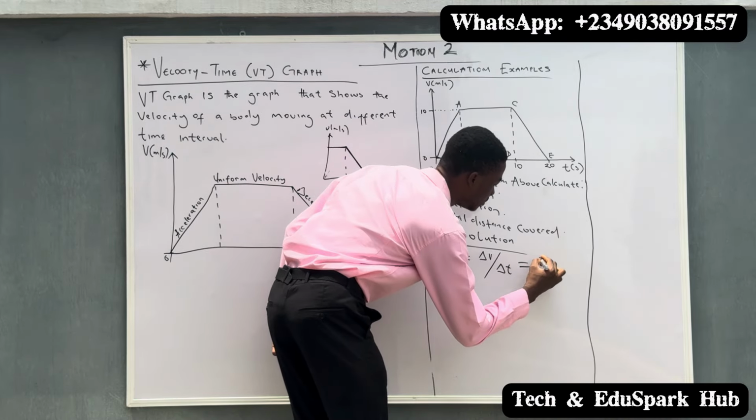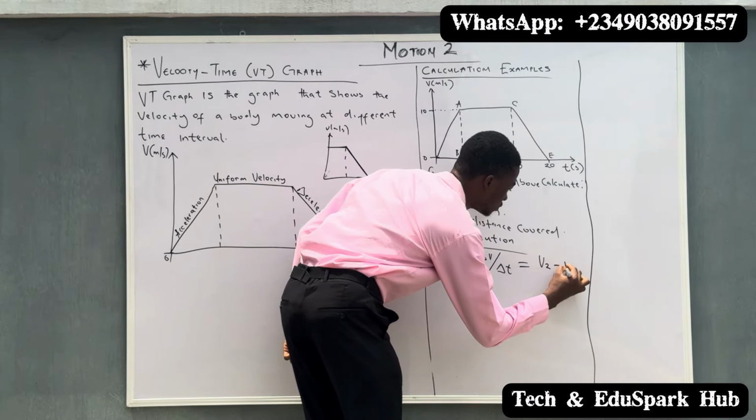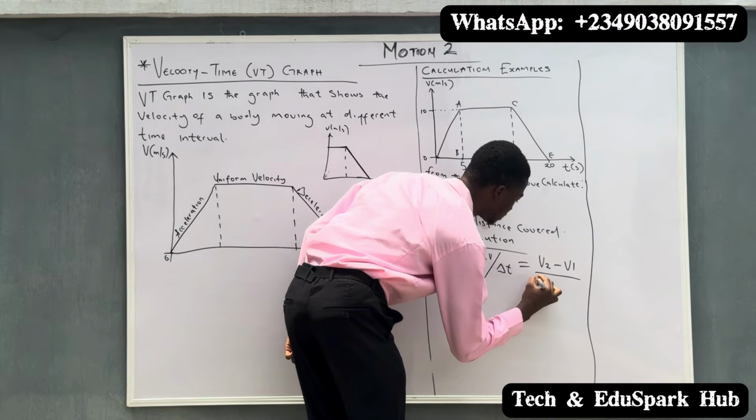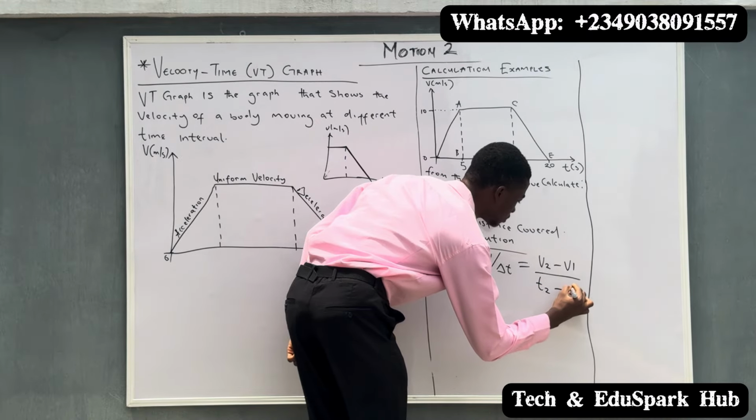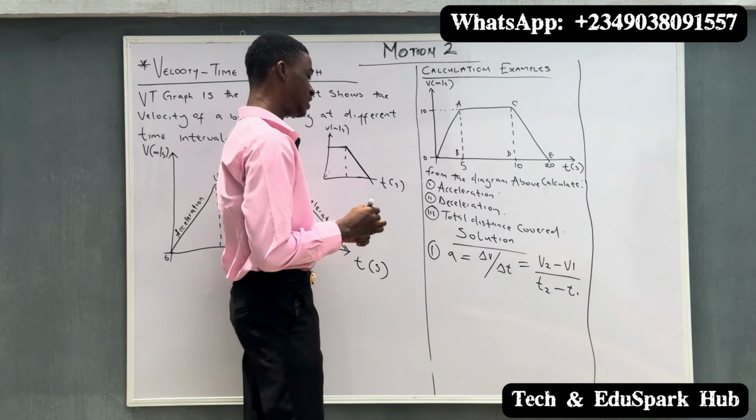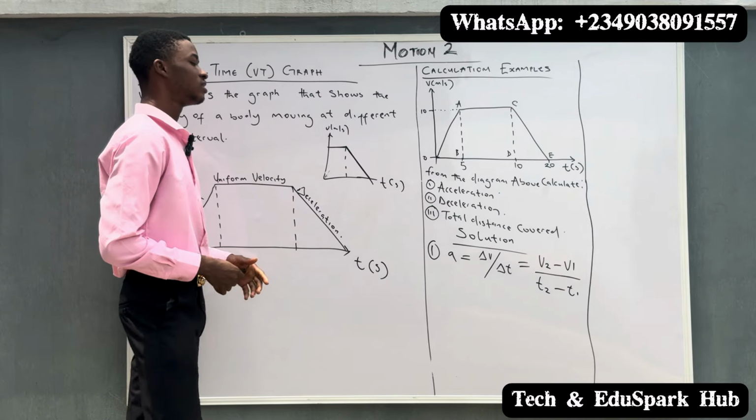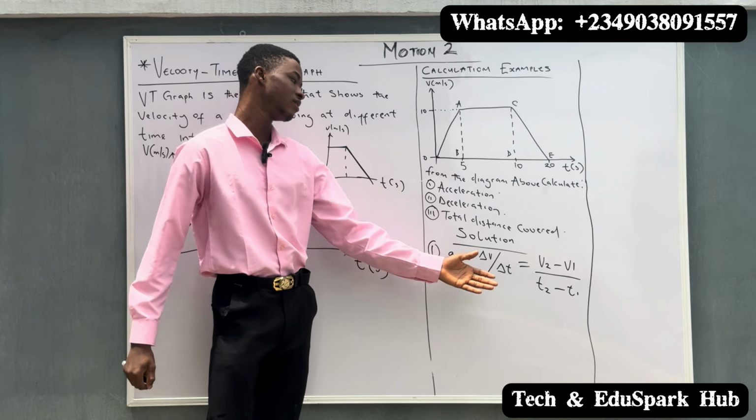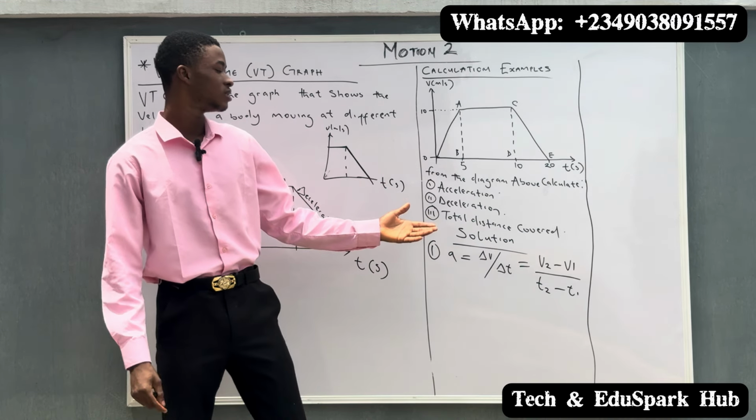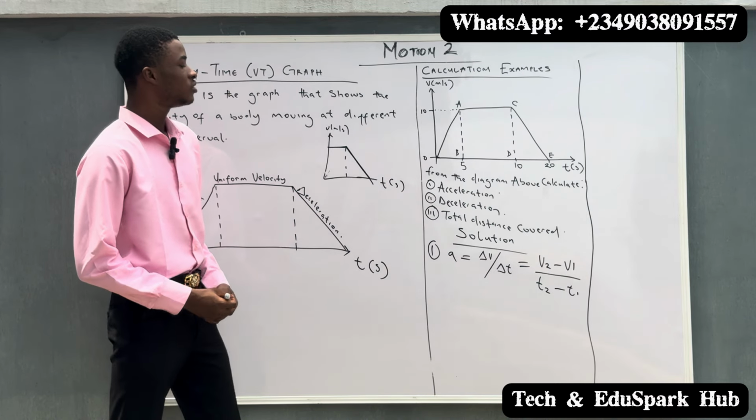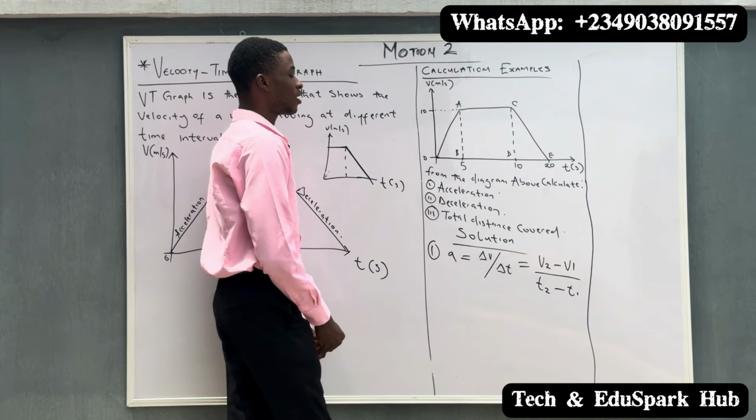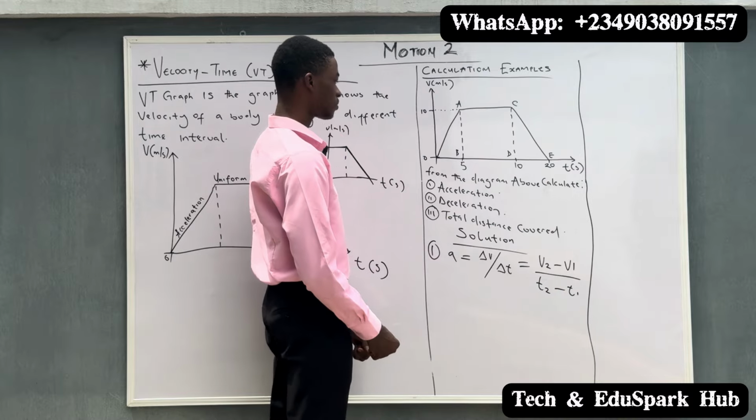So change in velocity will be given as v2 minus v1 over what? t2 minus t1. So this is what the change in velocity means. It is the slope of the velocity-time graph, which is given as v2 minus v1 over t2 minus t1. So in this case, from this graph, where is our v2 and where is our v1?